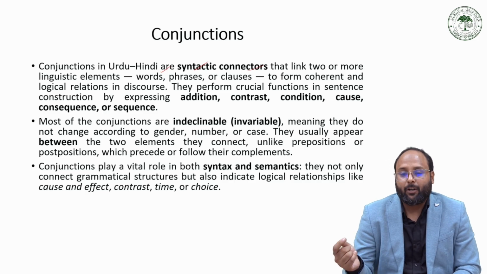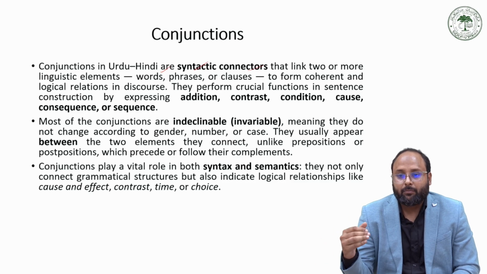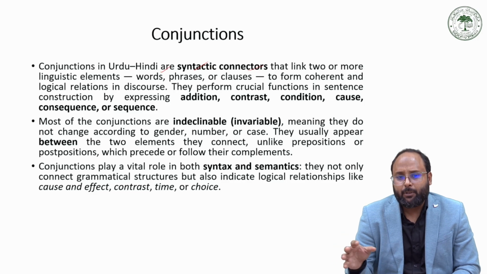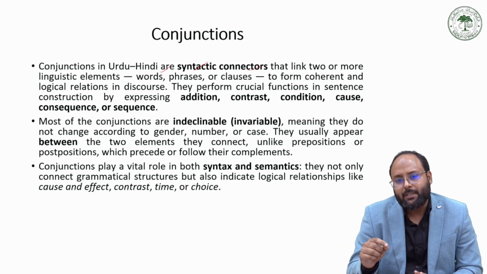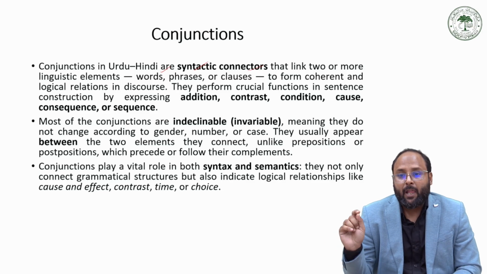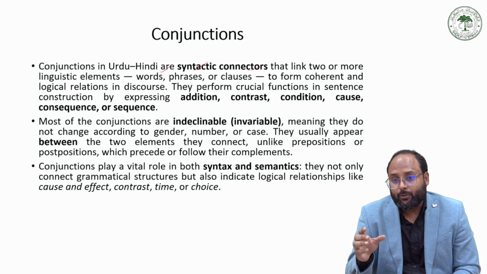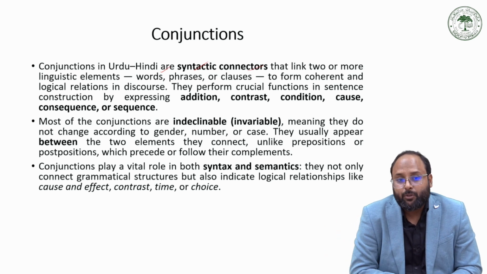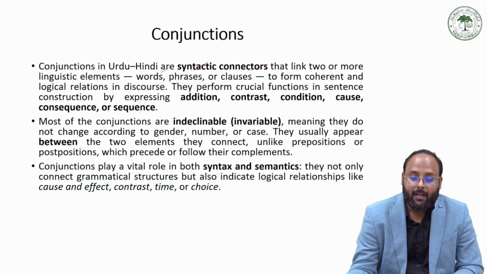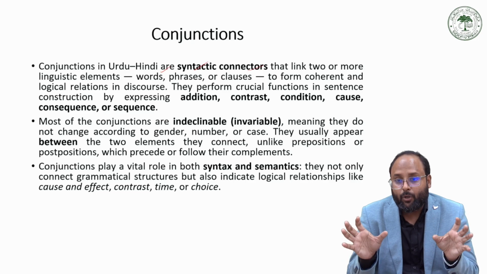Most conjunctions are indeclinable or invariable, like or, ya, लेकिन, चुनांचे, ताके. So these are conjunctions, and they are invariable or indeclinable: they do not change according to gender, number, or case in a sentence. They usually appear between the two elements they connect. Unlike prepositions or postpositions, which precede or follow their complement, the conjunction occurs between two words, two phrases, or two sentences.